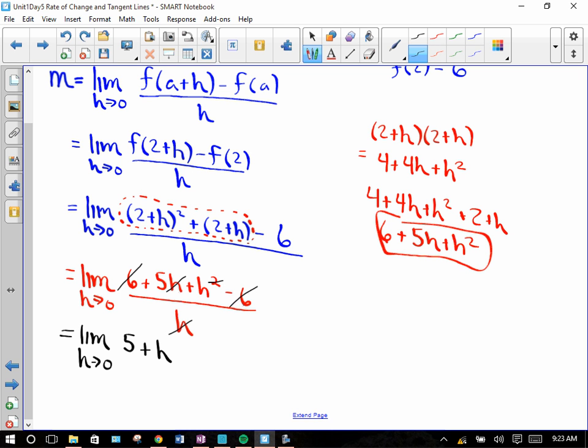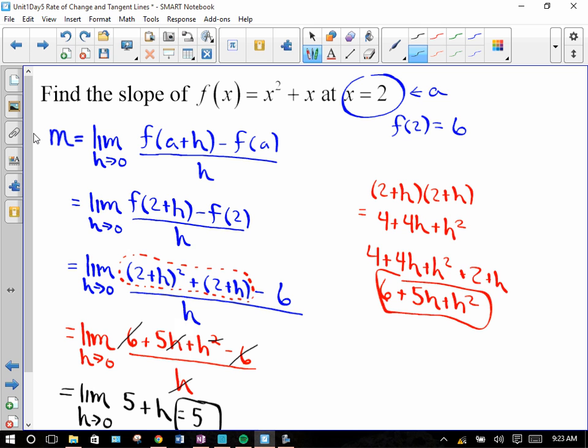And at this point, I can plug my 0 in for h, because it does not cause any problems. At the beginning, I can't plug it in because I have something over 0. So what I get here is 5 plus 0, which is 5. Our conclusion here is that 5 is the slope of f of x at x equals 2. So, find the slope: m equals 5.